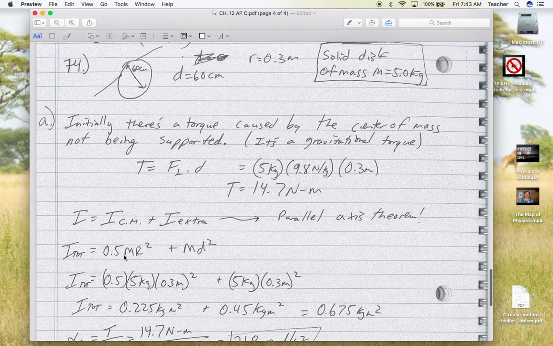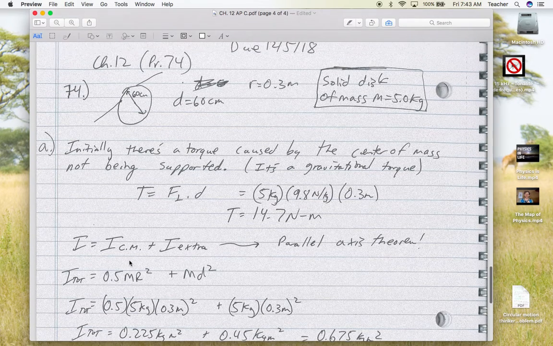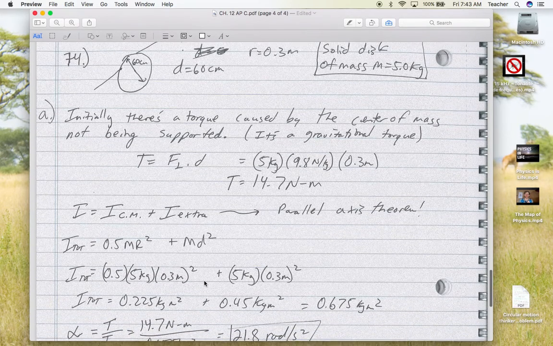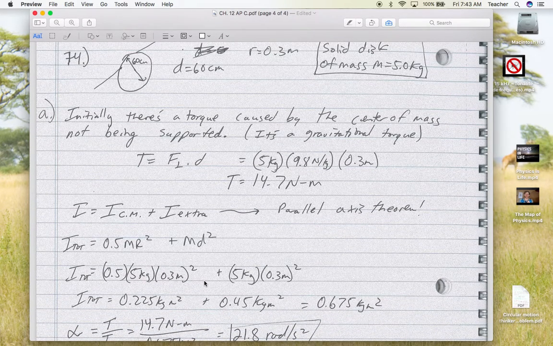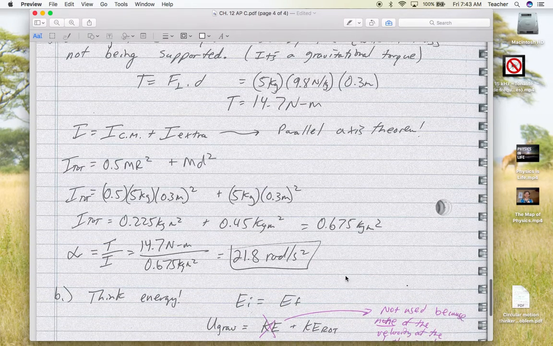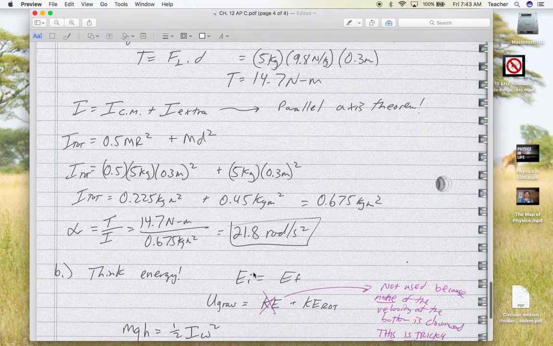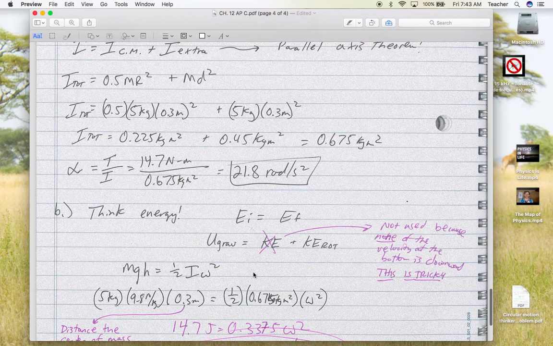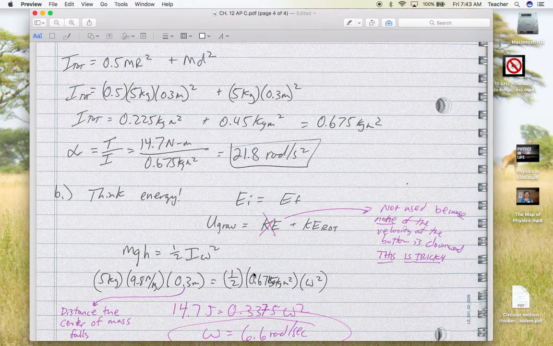We need to figure out the moment of inertia. Well, that's 0.5 mr squared for a solid disk. But the parallel axis theorem says if we are rotating about this edge, that's the mass times the distance from the center of mass squared, which in this case happens to be 0.3 meters as well. So we get that the total moment of inertia is 0.675 kilogram meters squared. The torque we figured out before. Get the angular acceleration.